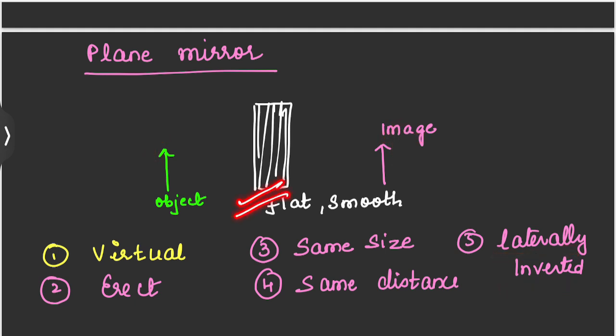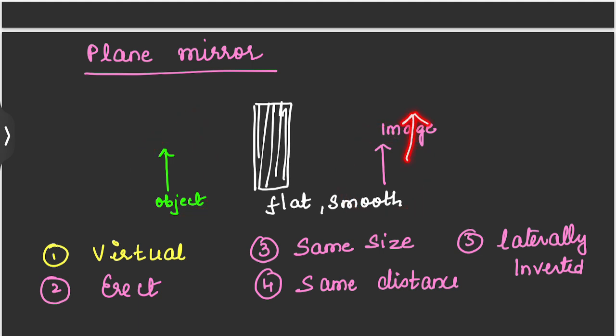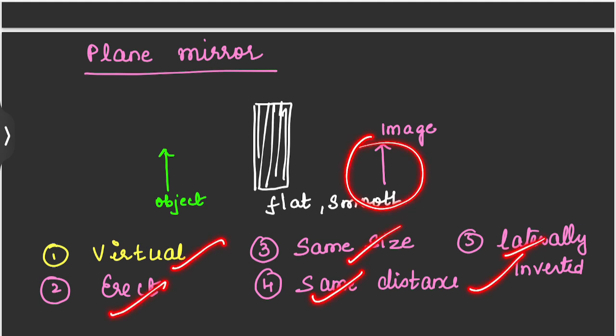You would have seen this in all mirrors. In a face mirror, you can easily observe this. If you raise your left hand, it appears that you are raising your right hand. So these are the important properties of the image formed in the plane mirror.